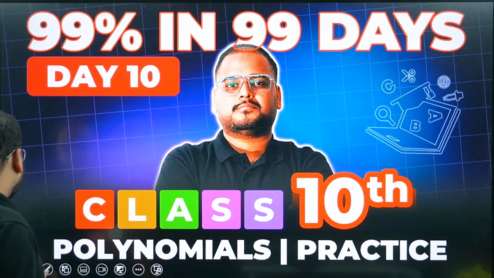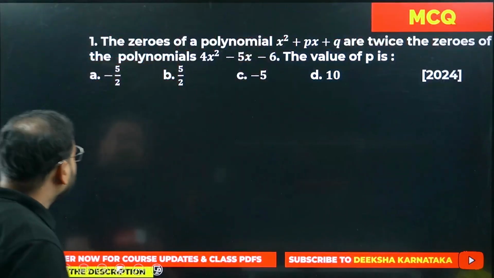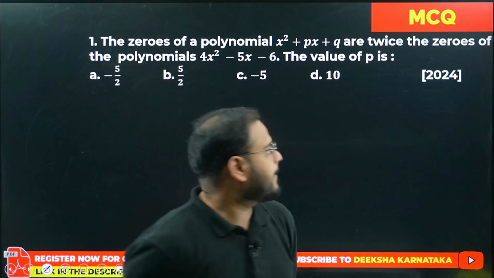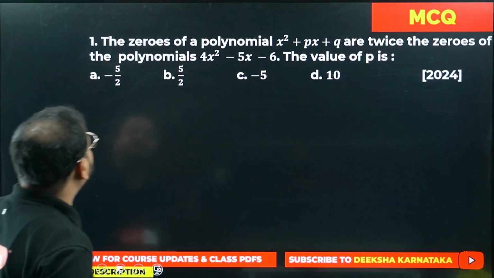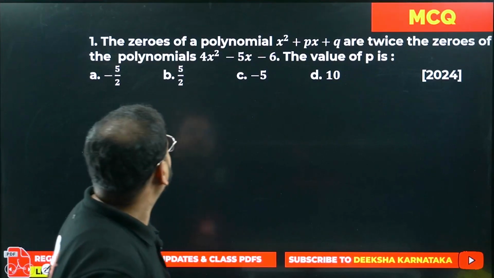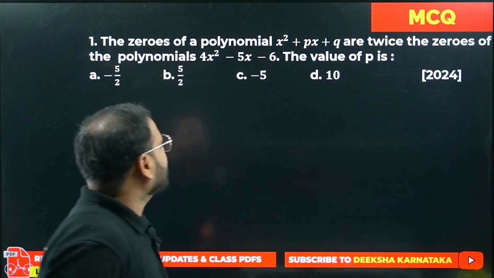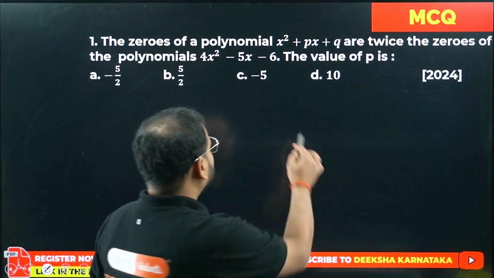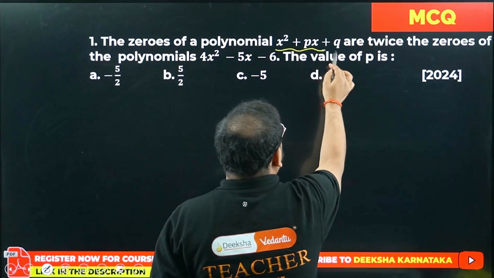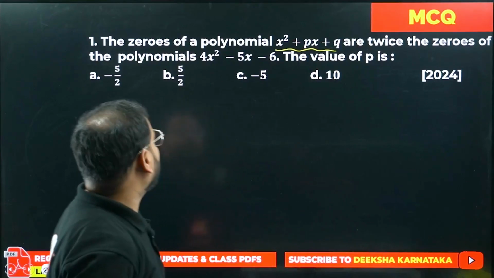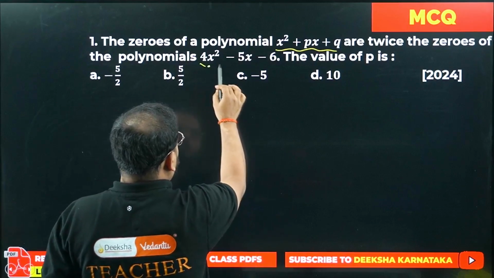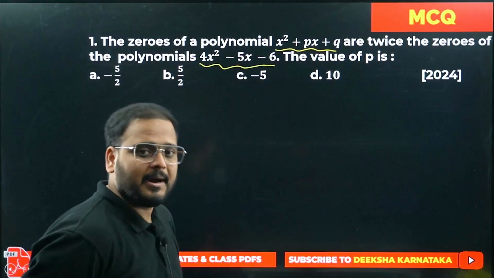So coming up is an MCQ. Again, a PYQ, this question has been asked. The zeros of the polynomial x square plus bx plus q are twice the zeros of the polynomial 4x square minus 5x minus 6.